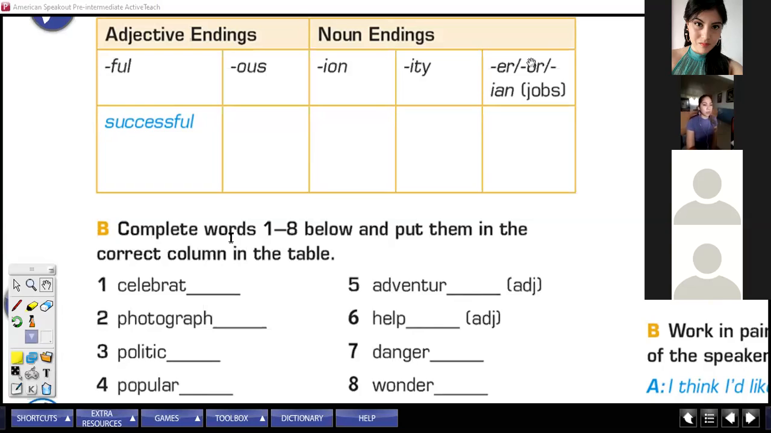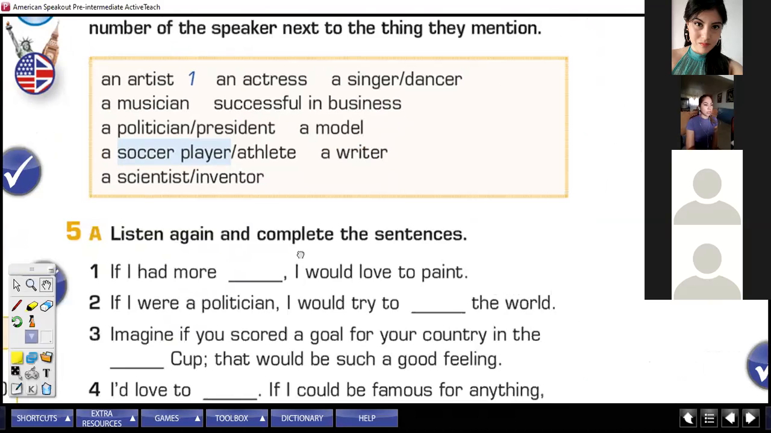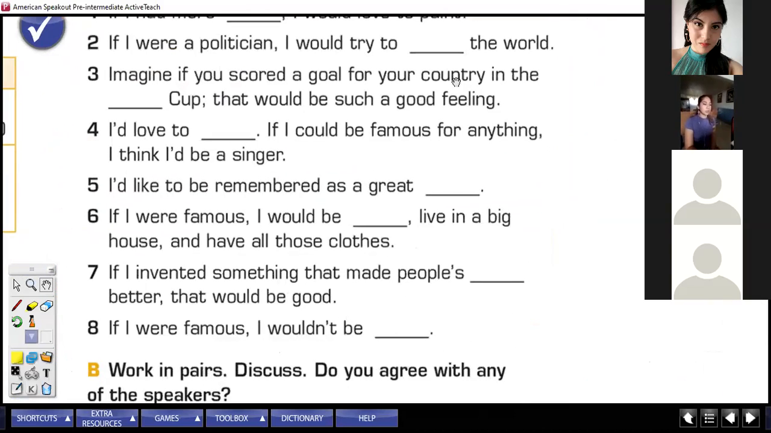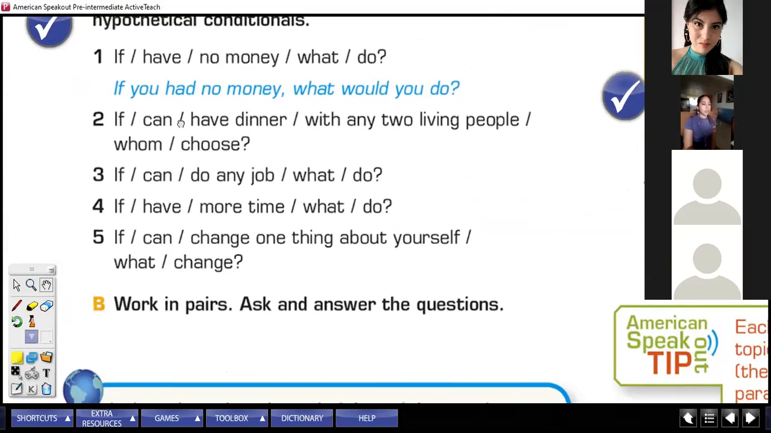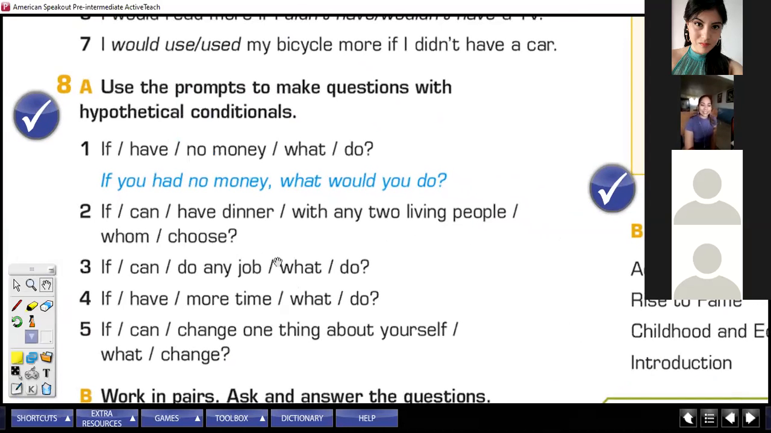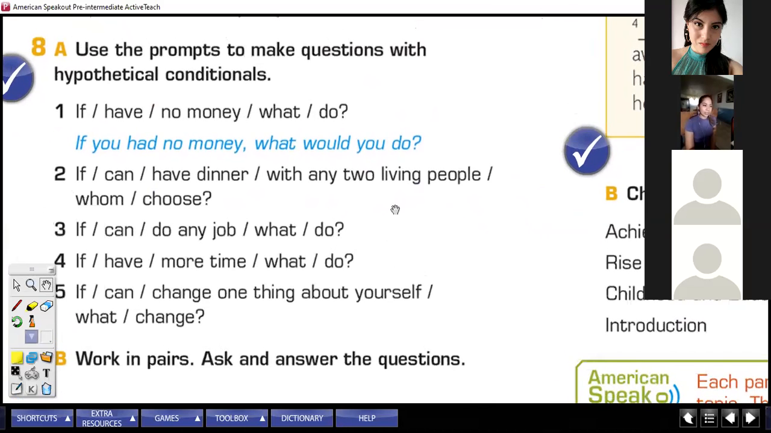That was for vocabulary, lesson 2. And then you needed to listen to 8 people answering the questions and put the number. We finished this one, right? Sí terminamos esa, ¿verdad? Sí. Y también esto. Questions, yes. ¿Las contestaron ya? Yes. The rest of you? Esta era su tarea también, contestarlas.